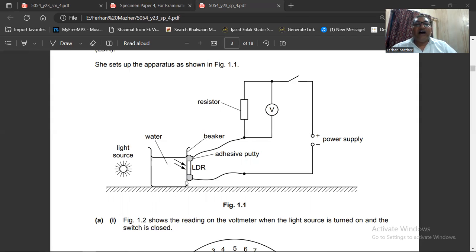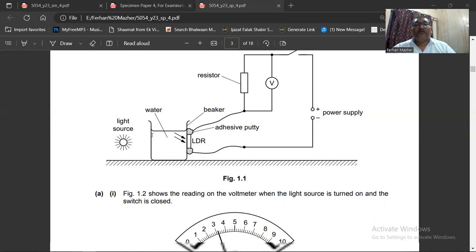This LDR, with the help of some adhesive putty, has been attached to the side of a beaker. The beaker is transparent and it is filled with water. In this water, we have mixed some color to change the light which will be reaching the LDR. And here we have a light source. The light from this source passes through the beaker and reaches the LDR. Due to that light, the resistance of the LDR will change. When that resistance changes, the reading on the voltmeter will also change.